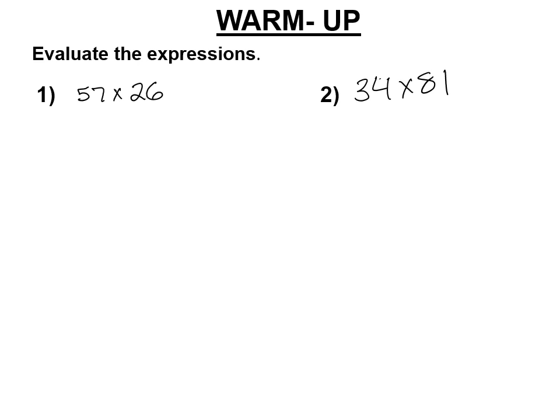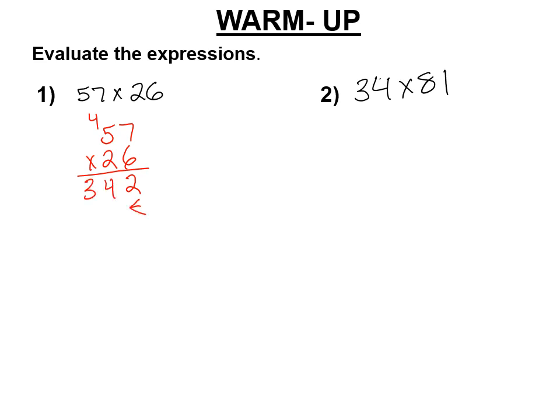So welcome to 1.3. We're just going to make the multiplication that we started yesterday a little more difficult. Let's see if you can do what we did yesterday. So 57 times 26. 6 times 7 is 42, carry the 4. 6 times 5 is 30, plus 4 is 34.